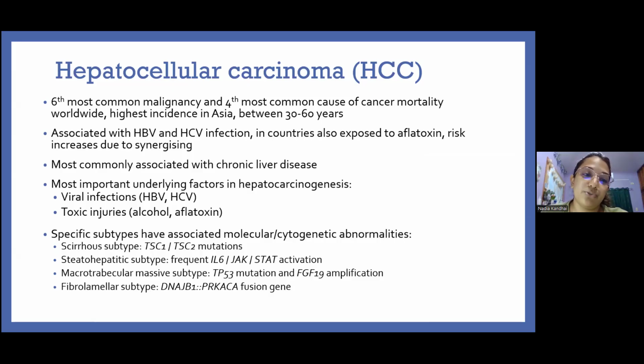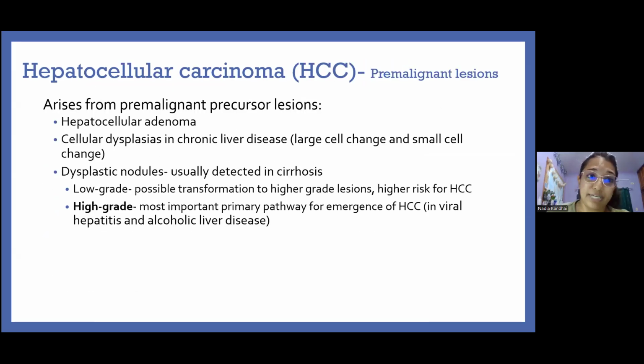It's most commonly associated with chronic liver disease, and the most important underlying factors are, as discussed, the viral infections, as well as alcohol and aflatoxins. And there have been specific subtypes with molecular and cytogenetic abnormalities, as discussed. It can arise from malignant precursor lesions. We spoke about the hepatocellular adenoma, but also cellular dysplasias and chronic liver disease and dysplastic nodules.